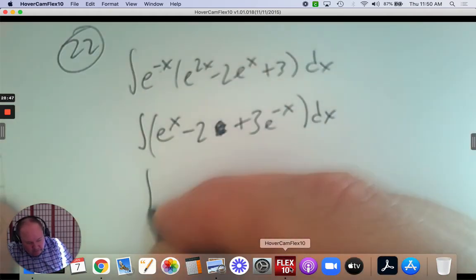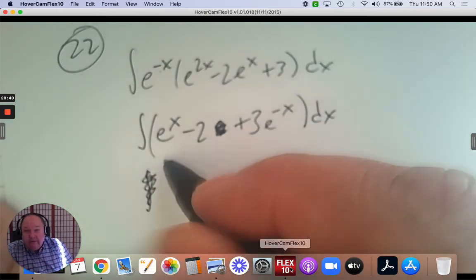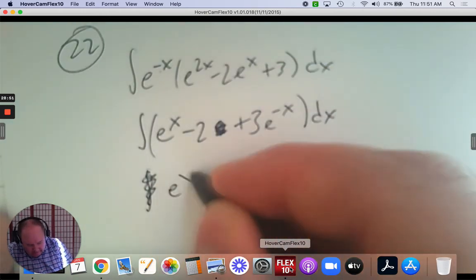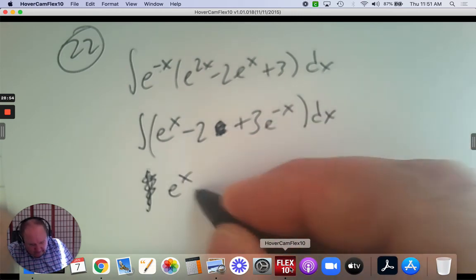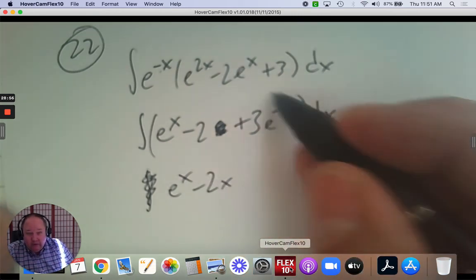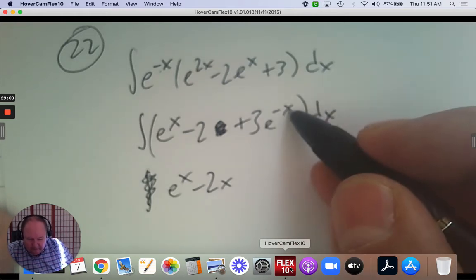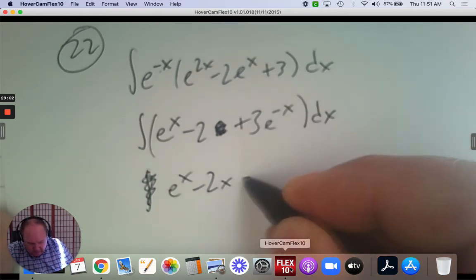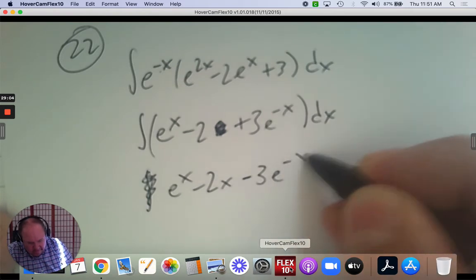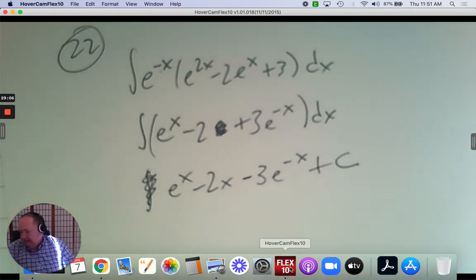Then look at each one. So the antiderivative of e to the x is e to the x. The antiderivative of negative 2 is negative 2x. So the only tricky one's the last one. And when you do the antiderivative here, you'll have a negative 1, which will make this a negative 3e to the negative x. And then don't forget the candy.